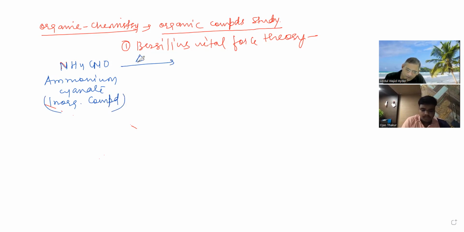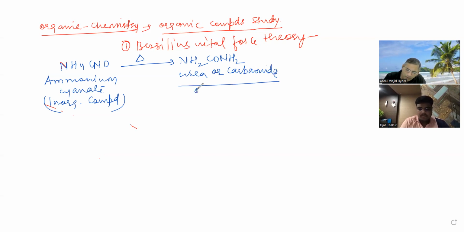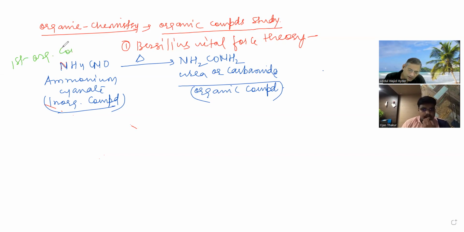And on heating this ammonium cyanate, what will we get? We will get NH2CONH2. What is this? This is urea or carbamide. That's an organic compound, and this is an inorganic compound. So in this way, from an inorganic compound, we synthesized this organic compound, urea or carbamide, outside the living being. So this was the first organic compound synthesized in the lab, outside the living being.